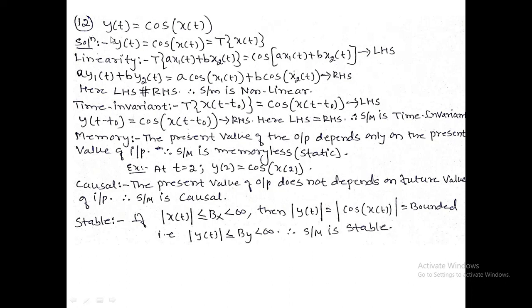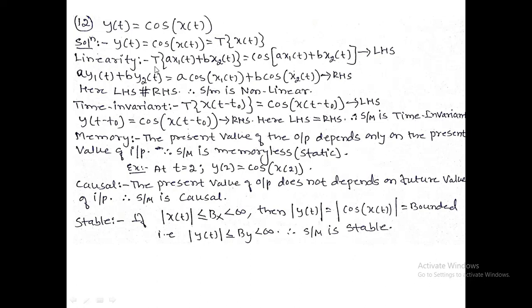12th problem: y of t equal to cos of x of t. Bring it to the standard form of the system. y of t equals cos of x of t, that is equal to the system operating on the input signal x of t. So the problem is defined. The system operating on the input signal is equal to cos of the input signal.